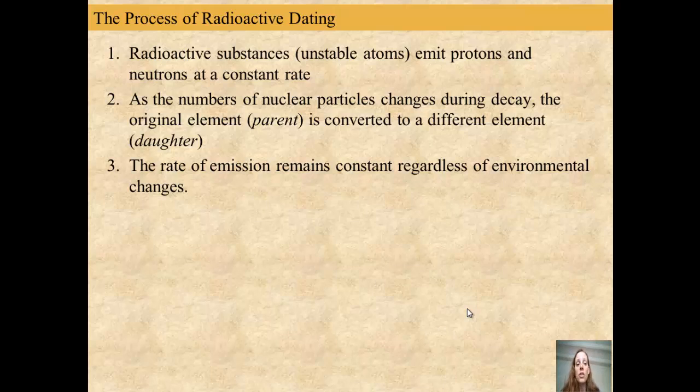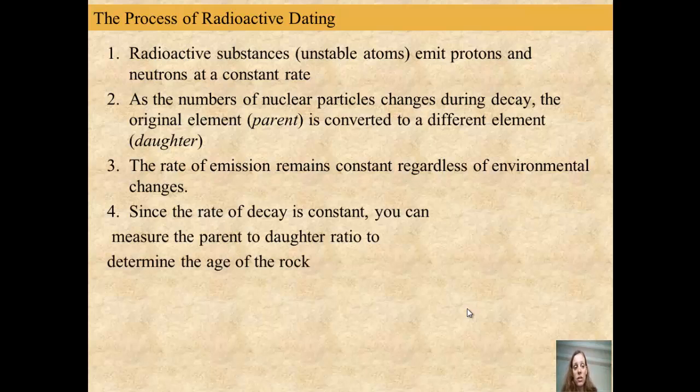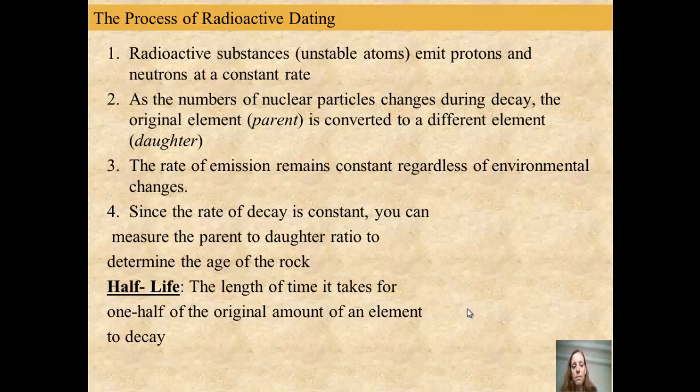The rate of emission remains constant regardless of environmental changes. So the rate at which that atom is emitting protons and neutrons remains constant regardless of environmental changes. Since the rate of decay is constant, you can measure the parent-to-daughter ratio to determine the age of the rock or the organism.